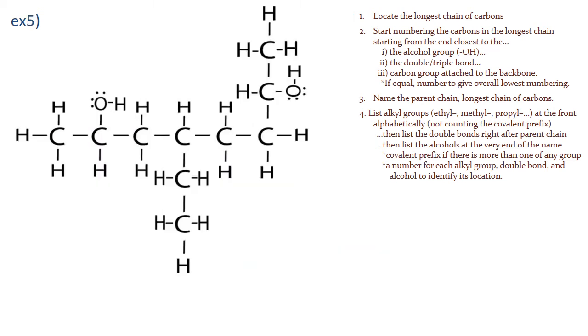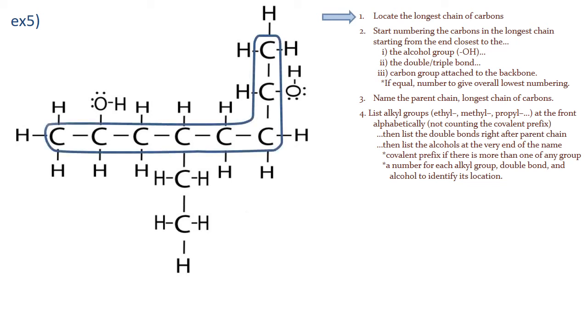Last example. Locate the longest chain, and I count 1, 2, 3, 4, 5, 6, 7, 8 carbons if I bend around this way. Now I start numbering from the end closest to, well, let's see what we have in this molecule. We have 2 alcohols and we have an ethyl group. So I start from the end closest to the alcohol. And if I start from the left, I have an alcohol on the second. If I start from the top, I also have an alcohol on the second. So the alcohols are a complete tie.